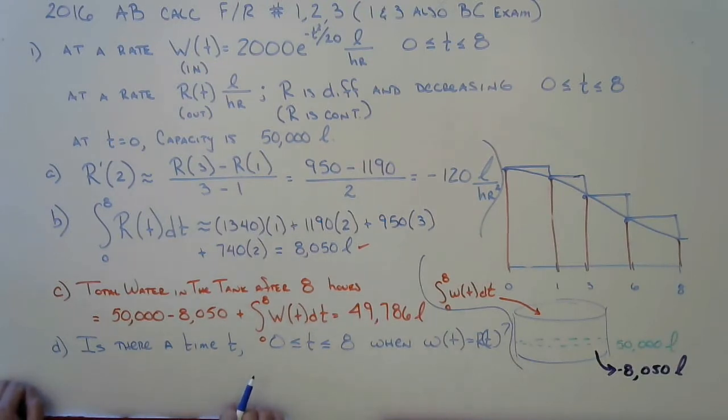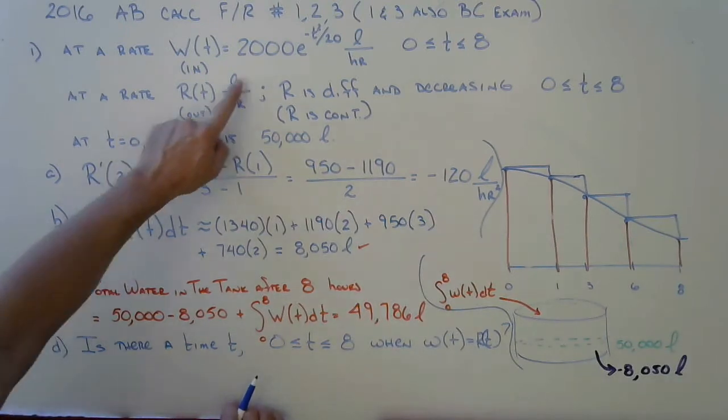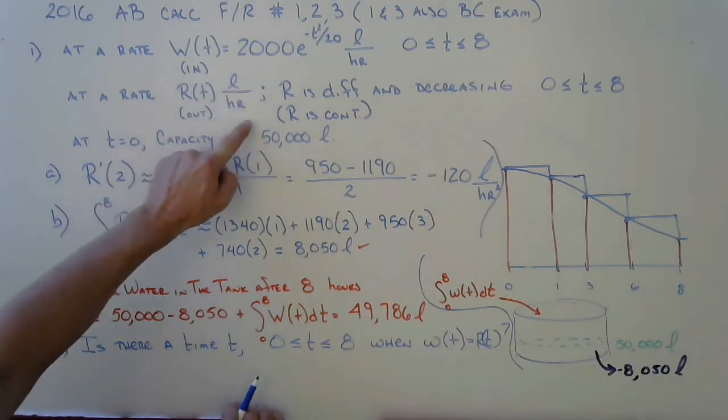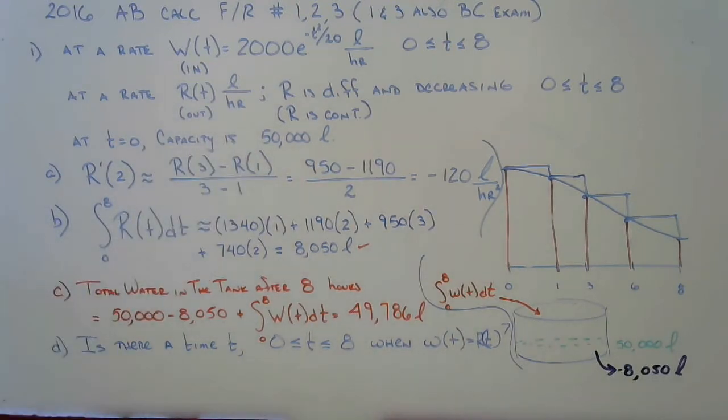Now, they don't expect us to solve this because we can't put this equation, W of t and R of t, into our calculator and push the solve button. We don't have R of t. So there must be a way to answer this without doing the actual algebra. That's what we have to figure out. And how are we going to do that? Well, what do we know about these functions?